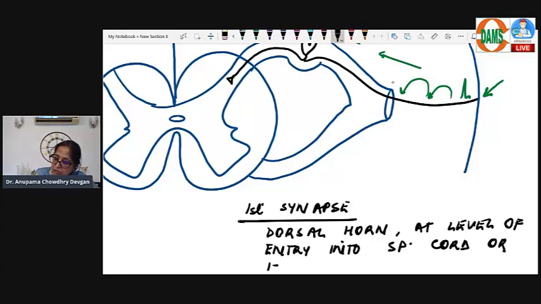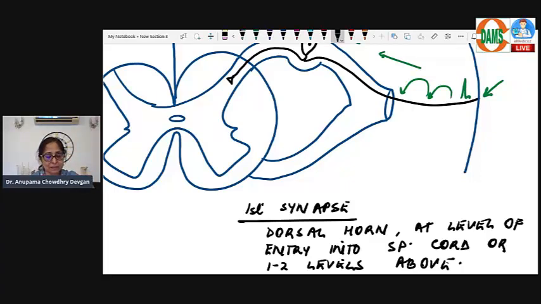Or 1 to 2 levels above. Nucleus gracilis and nucleus cuneatus are at the level of the medulla. These are cell bodies which are present at the level of the medulla. After that, you have the axons of these cell bodies which cross over to the opposite side.